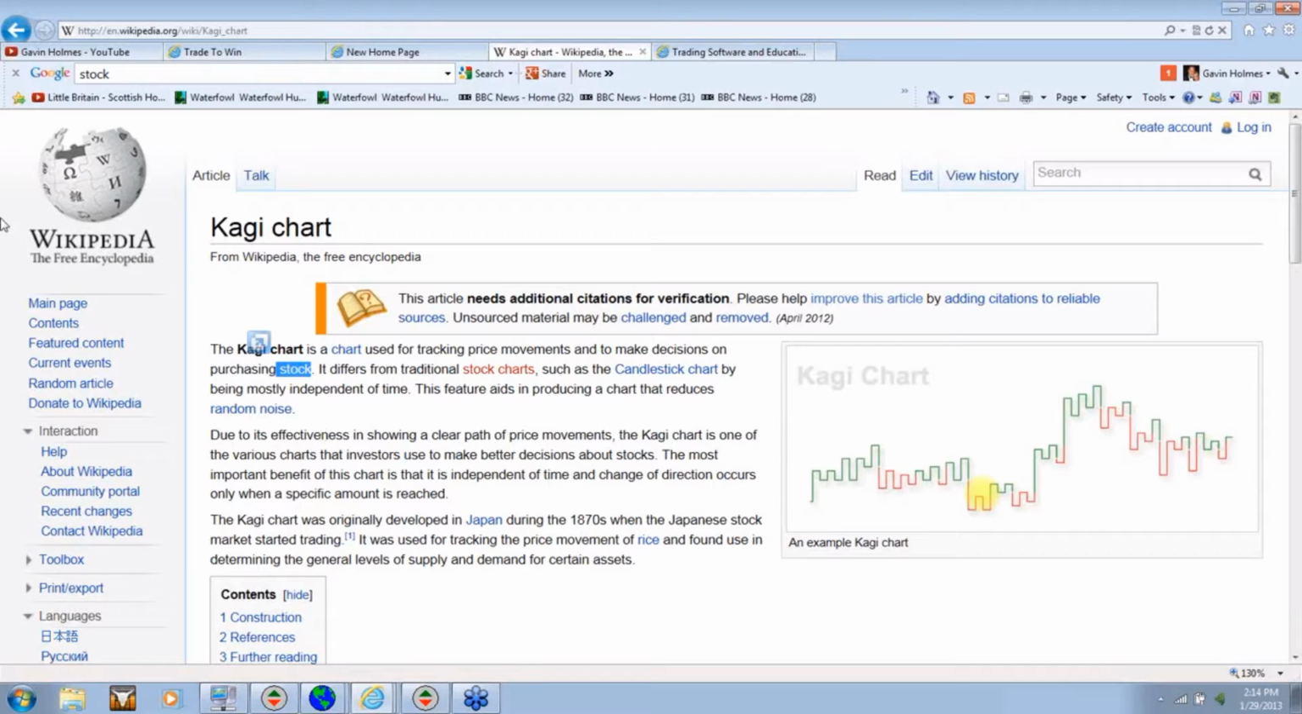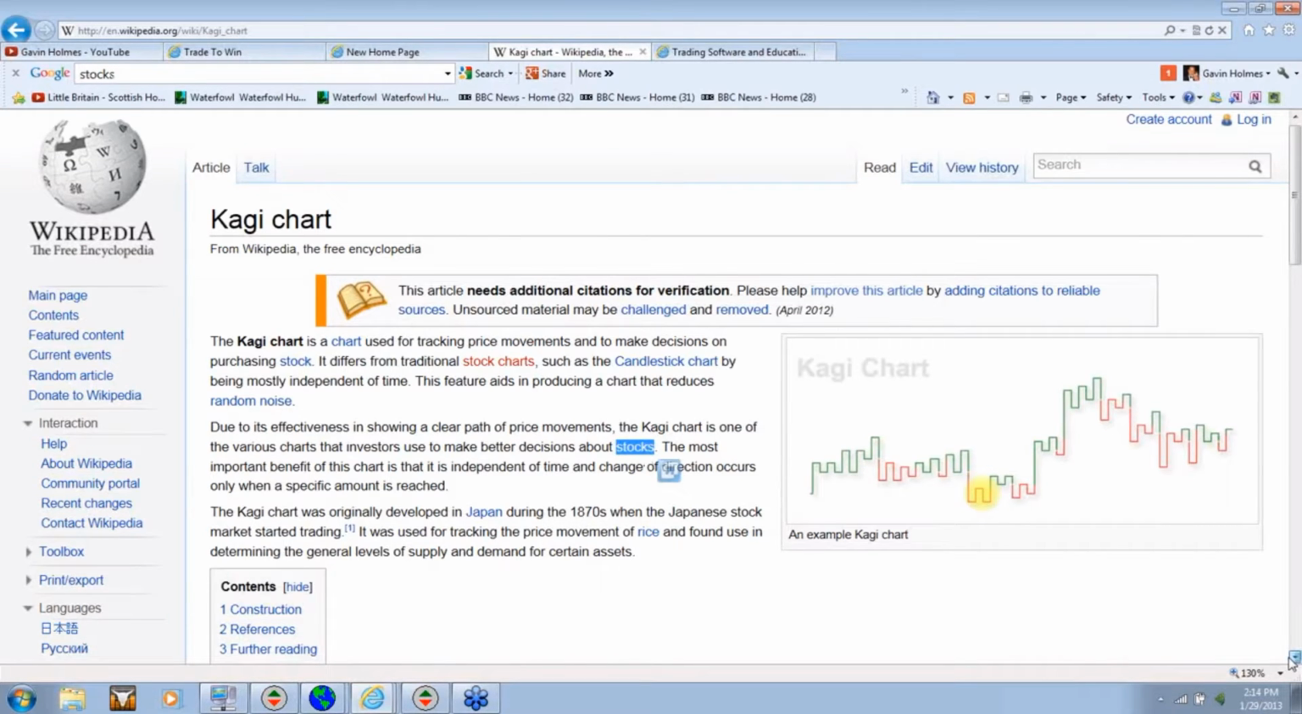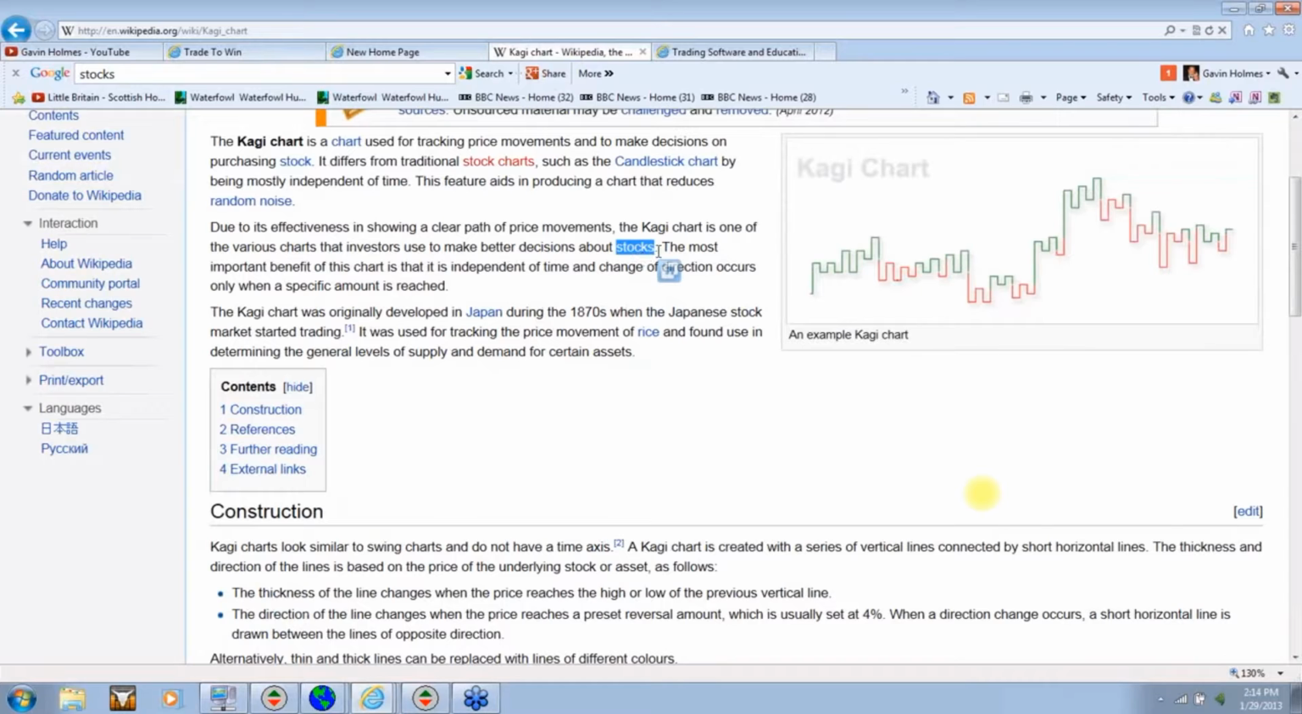And again, in Wikipedia they say stocks. I'm going to show you this in Forex. So ignore that because it's not correct. It should say stocks, Forex, futures and commodities. The most important benefit of this chart is that it is independent of time and change of direction occurs only when a specific amount is reached.